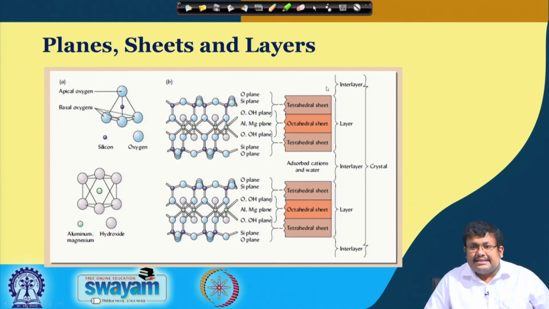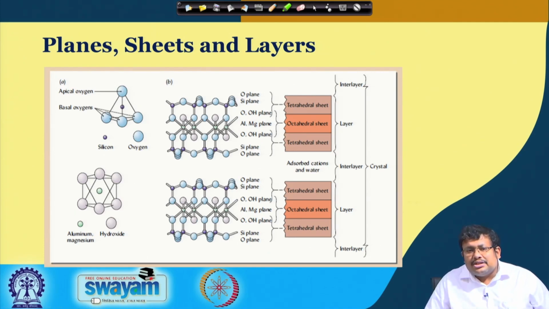Now, in the clay crystal, this individual layer is repeated thousands and thousands of times. So, this individual layer will be stacked over another individual layer, and ultimately they will create this clay crystal, and the space between these individual layers is known as the interlayer space. This interlayer space is the area where they absorb different types of cations and water. So, this is the basic structure of a 2:1 type of clay mineral.